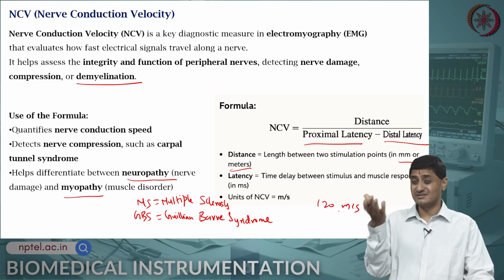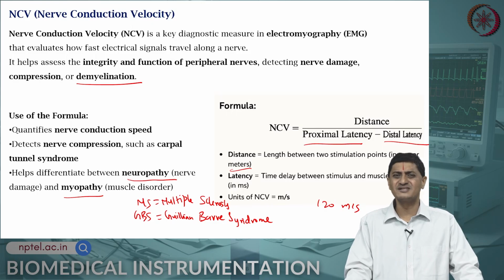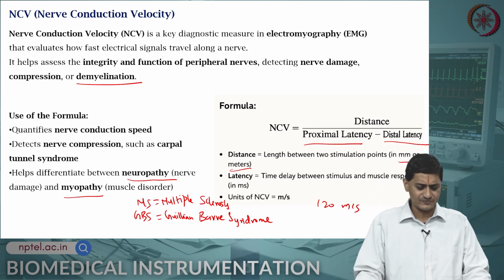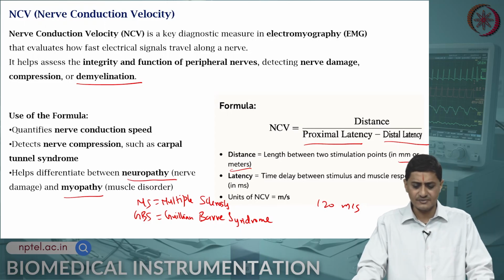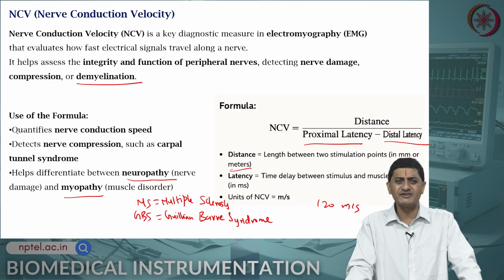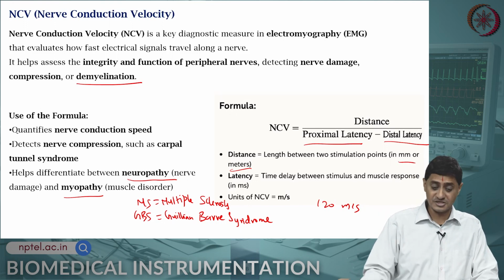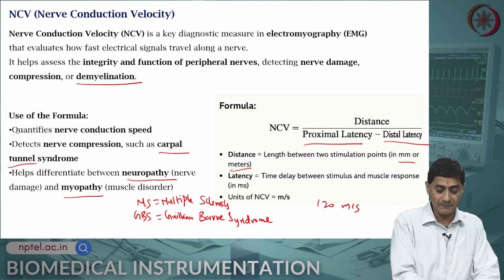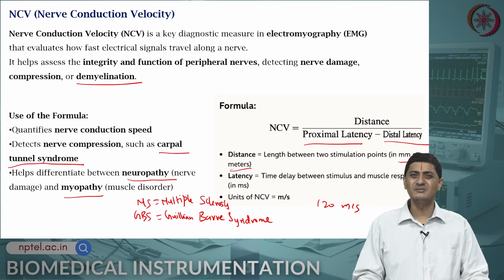Typical motor neuronal nerve conduction velocities are between 50 and 70 meters per second, depending on the condition. I am giving some typical, exemplary values. So, this essentially quantifies and gives us an idea about the conduction speed of the nerves, and detects problems which are compression or damage of the nerve. If it is a compression problem, then it essentially is carpal tunnel syndrome, for example, which is a compression neuropathy of the median nerve.